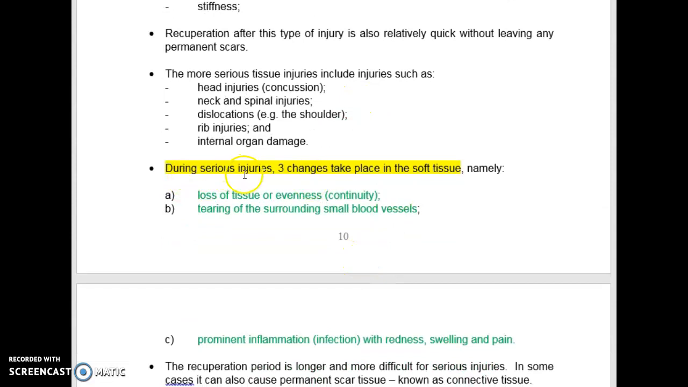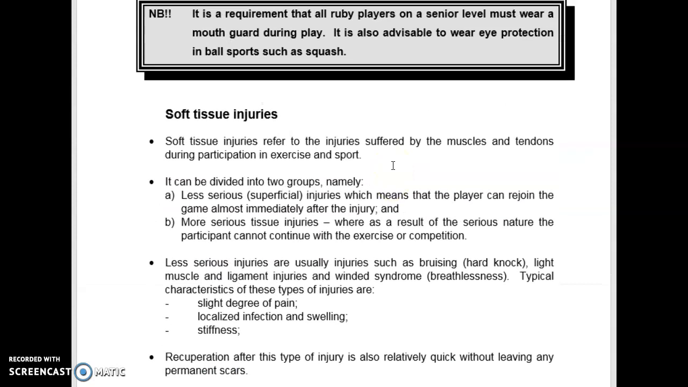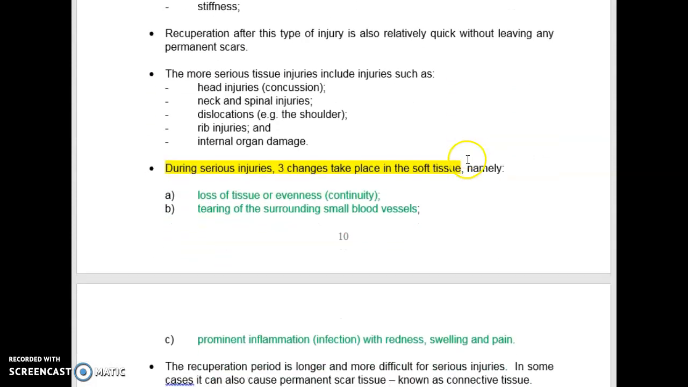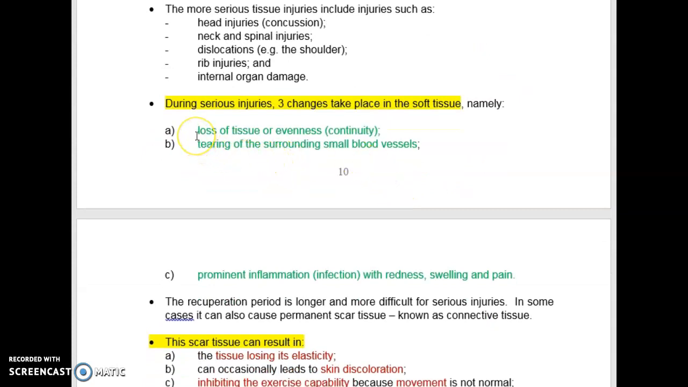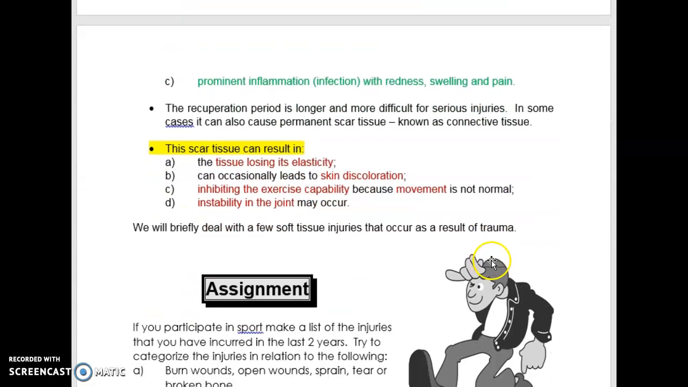During serious injuries, 3 changes take place in the soft tissue. Now, soft tissue, if you remember correctly, is injury suffered by the muscles and tendons. So muscles and tendons, that's the soft tissue. What happens is the 3 changes that take place in the soft tissue during a serious injury: the loss of tissue or evenness in the tissue, the tearing of the surrounding small blood vessels, and the prominent inflammation with redness and swelling and pain.